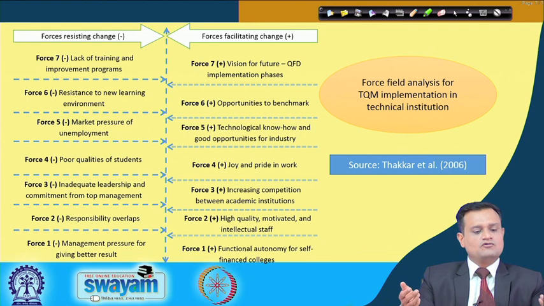Force 7: lack of training and improvement programs, and your teachers, your staff, your administrative system are not geared up to excel in the competitive dimension. So this is the example of force field analysis.